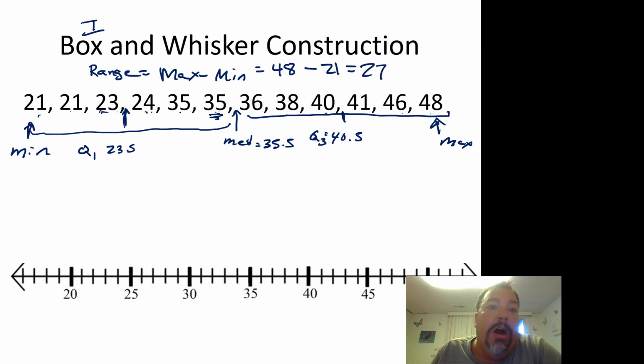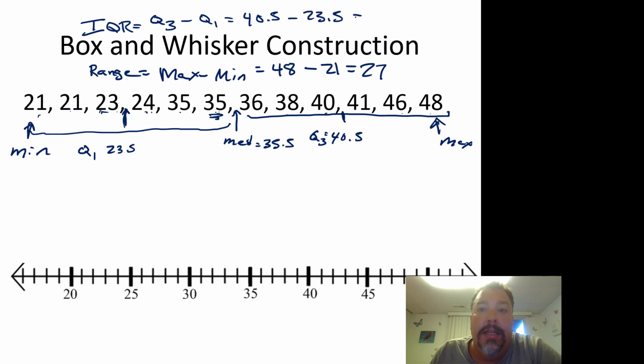The IQR, or interquartile range, is going to be Q3 minus Q1. Q3 was 40.5. Q1 was 23.5. If we subtract those, we get 17. So 17 is the IQR.